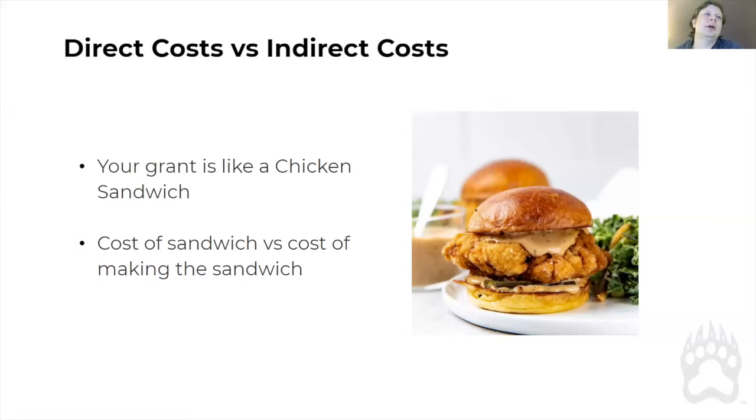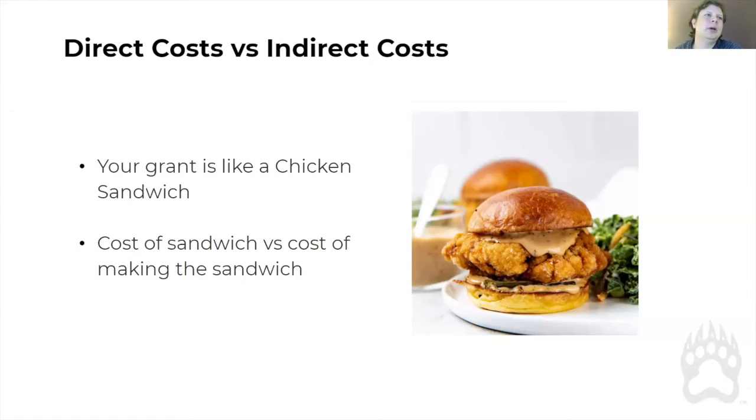So what are direct cost and indirect cost? Let's look at it another way and think of your grant like a chicken sandwich. And let's say that sandwich costs $5. What comes on the sandwich? You have a bun, the chicken, some pickles, maybe some sauce or some cheese. Each of those items has a cost, just like your project. That is what is called direct cost.